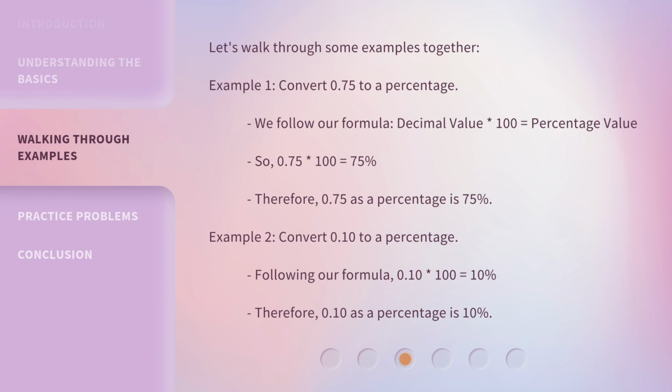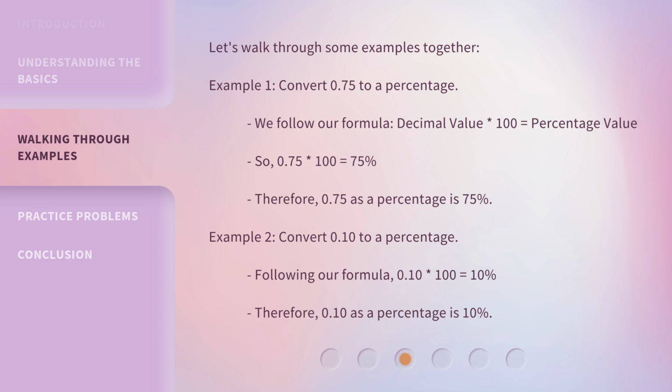Let's walk through some examples together. Example 1. Convert 0.75 to a percentage. We follow our formula. Decimal value times 100 equals percentage value. So, 0.75 times 100 equals 75%. Therefore, 0.75 as a percentage is 75%.